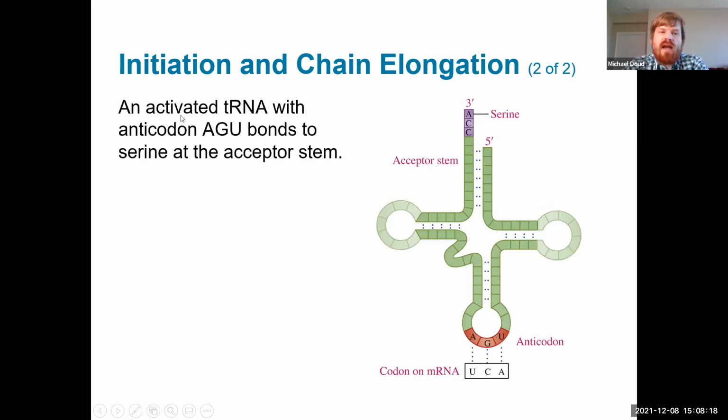So this is what an activated tRNA would look like. Again, it has the same cloverleaf structure that we looked at before. The codon on mRNA is matched by an anticodon on the tRNA at the very tip of this clover here. If your codon is UCA, then the anticodon would be AGU, and that would code for serine. So this is why UCA codes for serine. It's because the relevant tRNA anticodon is on the serine tRNA.